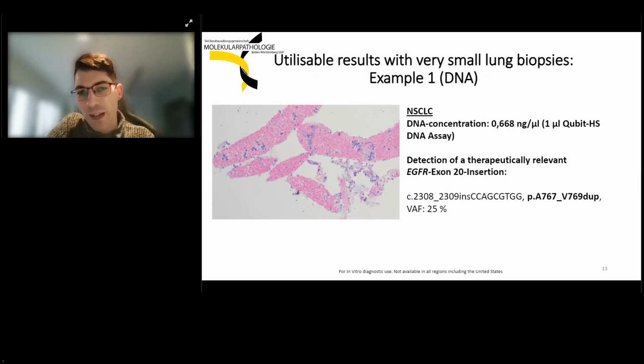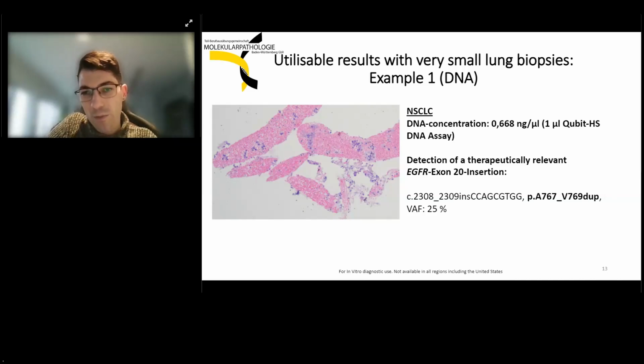Now I am coming to some examples in which we could receive utilizable results when analyzing very small lung biopsies. On the picture on the left, you can see a hematoxylin eosin staining of an NSCLC sample. In this sample, we see only a few scattered tumor cells.